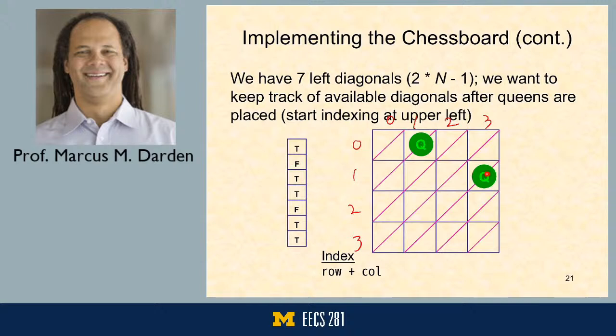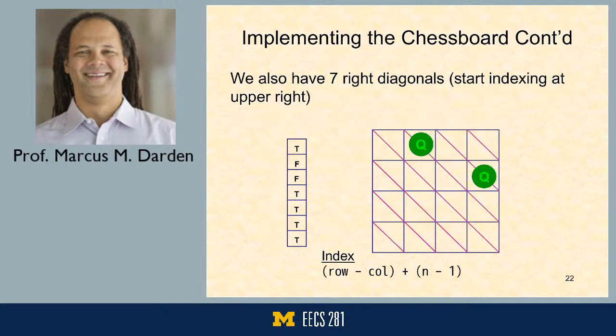What about this queen? This queen is in row 1, column 3. Adding 1 and 3 together says I should be definitely having false availability in the diagonal that's index 4. This row 1 plus column 3, 4, and I checked here. I look at 0, 1, 2, 3, 4, and sure enough, that's how it is. So it's easy to come up with my diagonal from row and column. For my left diagonal, I just add those two things together. 5 and 6.